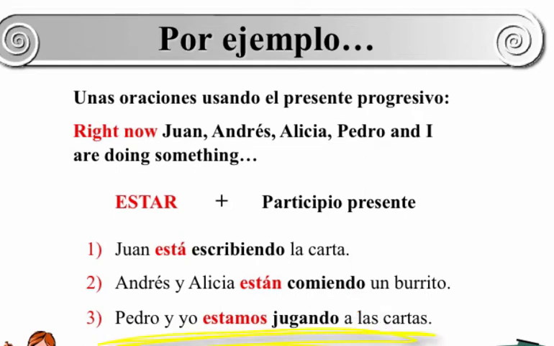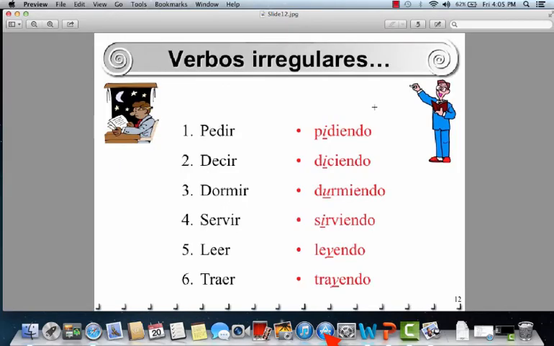And then finally, Pedro y yo estamos jugando a las cartas. Pedro and I are playing cards. The verb estar agrees with the subject, which is the we form, Pedro and I, and then I put -ando in the verb jugar. Now let's take a look at some of the verbs that are irregular in the participio.